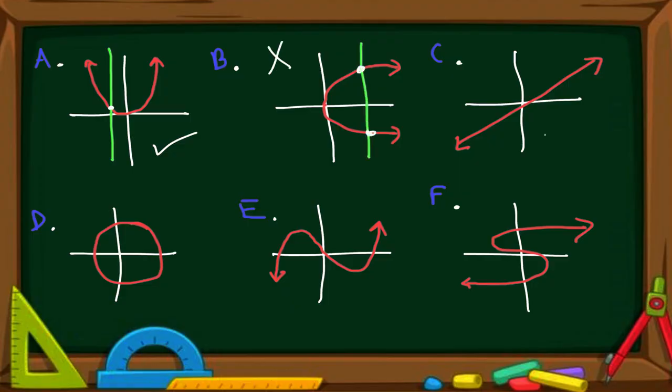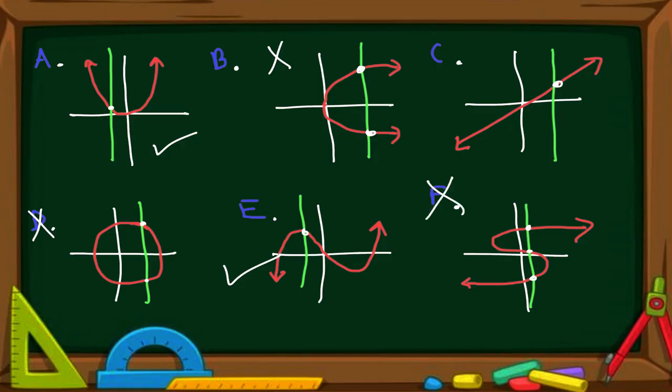Now for C, that's a function. It touched it at 1 point. Graph D does not pass the vertical line test, so that is not a function. If you draw a vertical line from anywhere on E, it only touches it at 1 point, so that's a function. And for F, we can clearly see that it's not a function. It touched it at 3 points when we place the vertical line at that location. So F is definitely not a function.